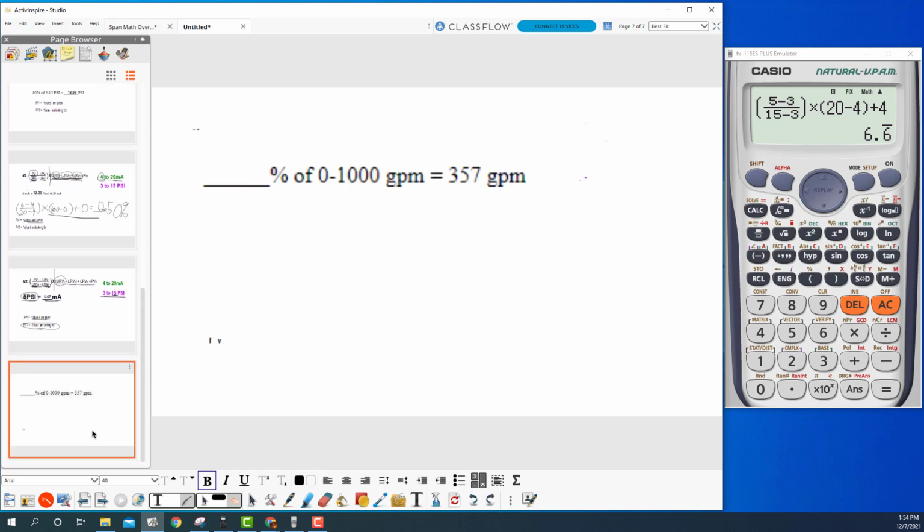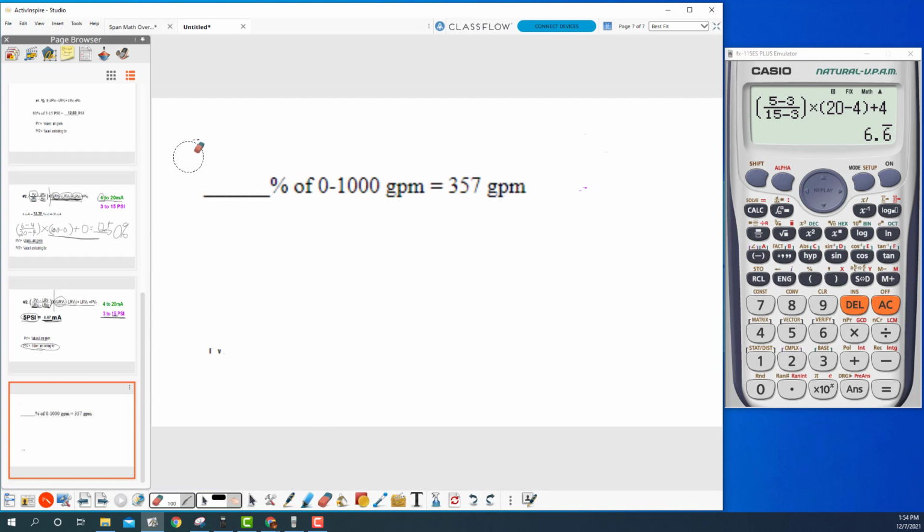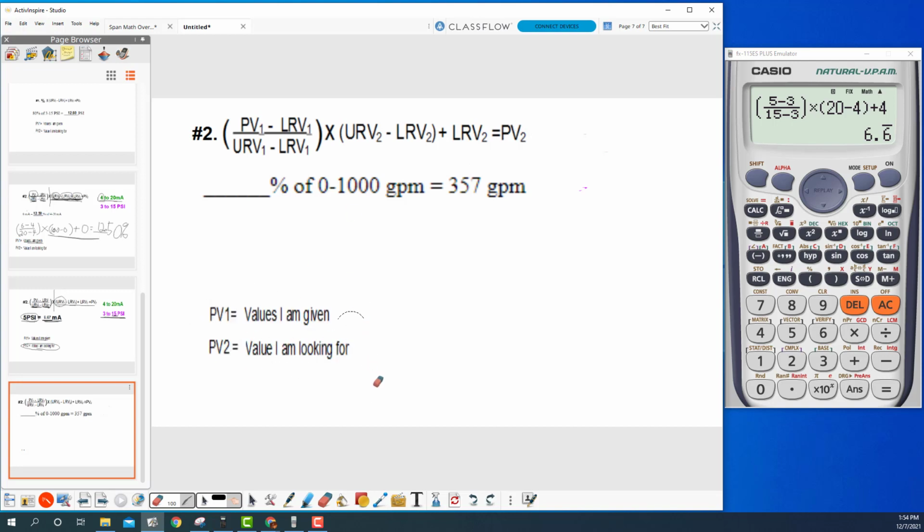One more example here. What is the percentage if I have a range of 0 to 1,000 gallons per minute, and 357 gallons per minute? What percent is 357 gallons per minute of 0 to 1,000 gallons per minute? So I'm not given a percentage, I'm looking for a percentage, so I'm going to use formula number 2. And I want to remember my values here to distinguish which numbers are which.